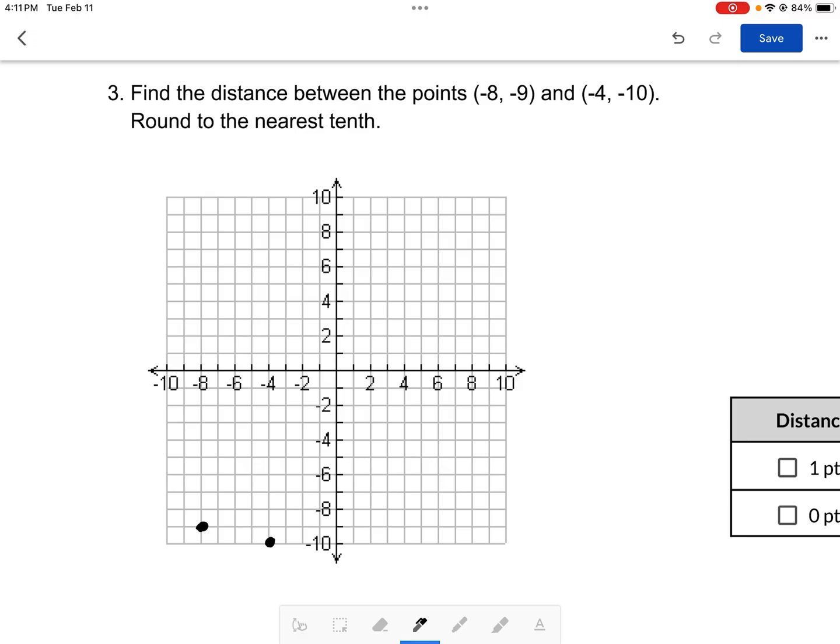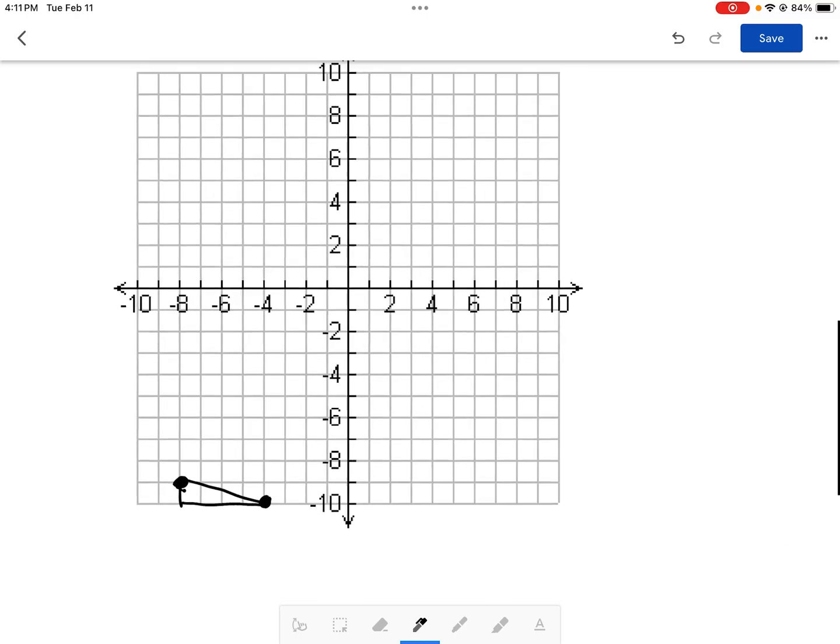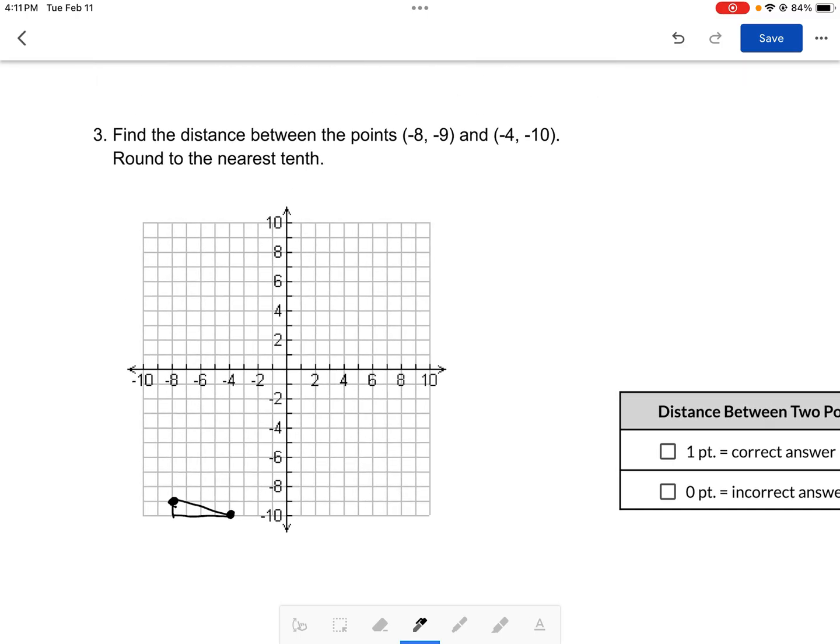All right, so I'm going to connect the dots. Oh, that's a terrible line. Let me try that again. That's a little better. Okay, I have a mini triangle here. So now I'm going to use my formula, A squared plus B squared equals C squared, to find the distance between my 2 points that I have highlighted in red. We're trying to find the distance of this point.